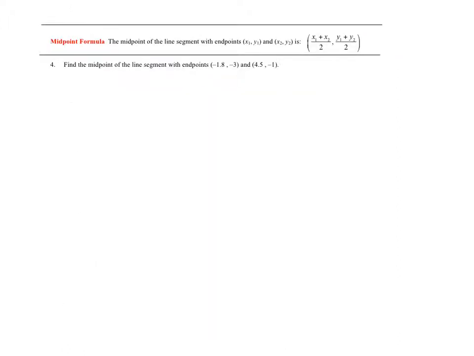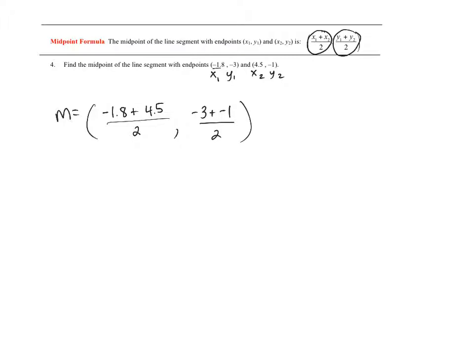The other formula that we need to look at is the midpoint formula, and that is basically the halfway point, the average of the x values and the average of the y values. Okay, so we look at our points. We have an x and a y from the first point, an x and a y from the second point. So for the midpoint, you just add up your two x's, negative 1.8 plus 4.5, and divide that in half. Add up your y's, so negative 3 plus a negative 1, divided in half.